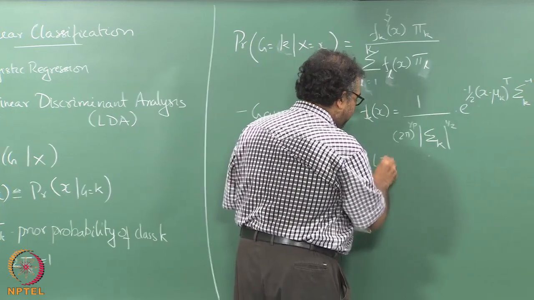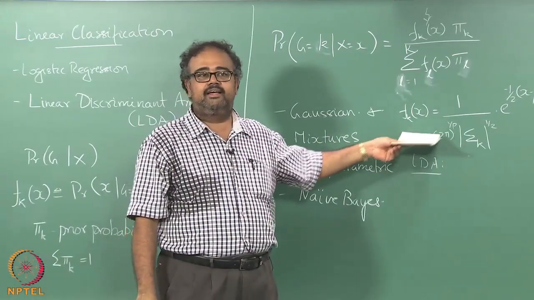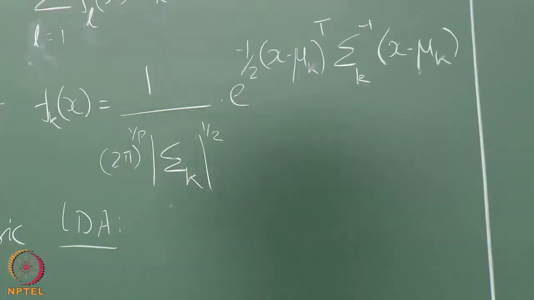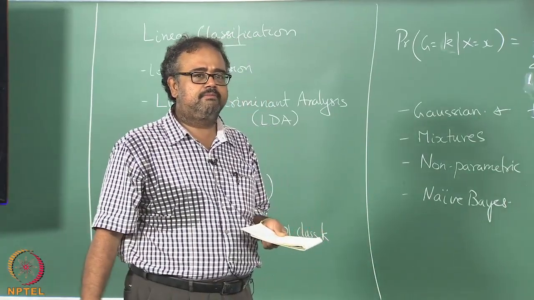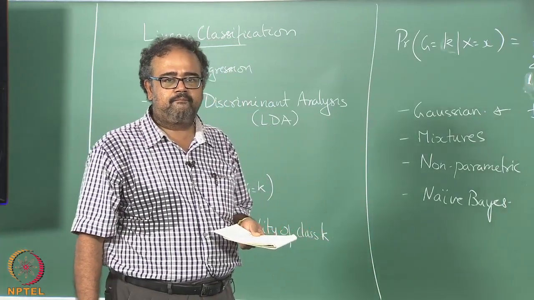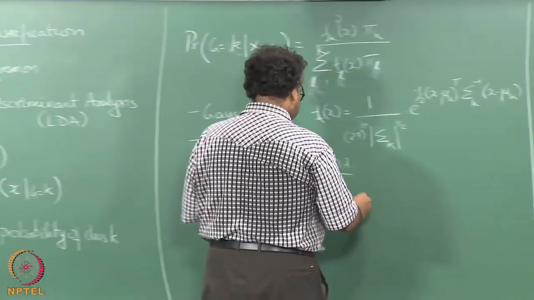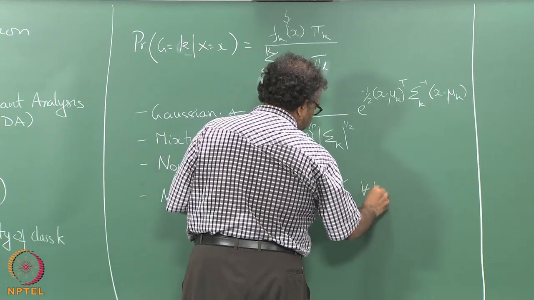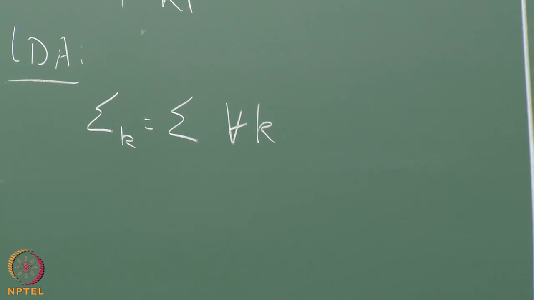Okay, so in LDA we make a further assumption than the fact that the class conditional density is Gaussian. So what else can we assume? I am going to assume that sigma k is the same for all the classes k.